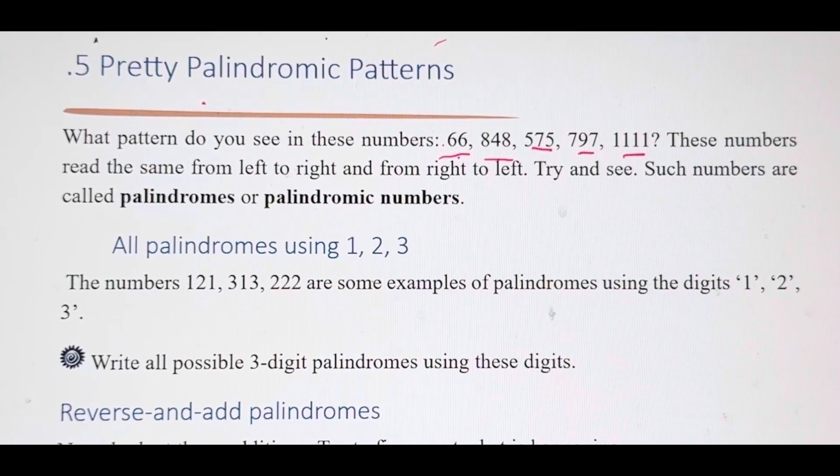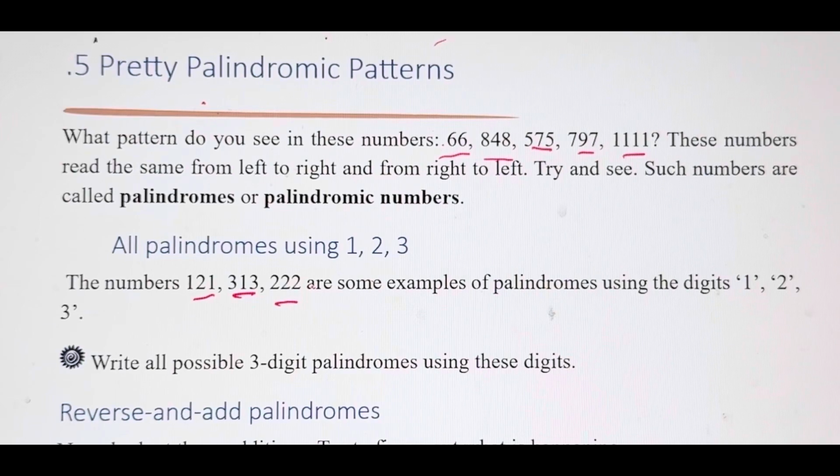Now here are some examples of palindromes using 1, 2, 3. Like 121, 313, 222. There are more possibilities. So they have asked here: write all possible 3-digit palindromes using the same digits, 1, 2 and 3.